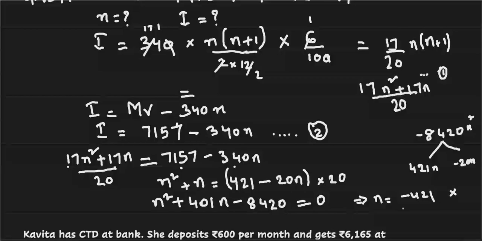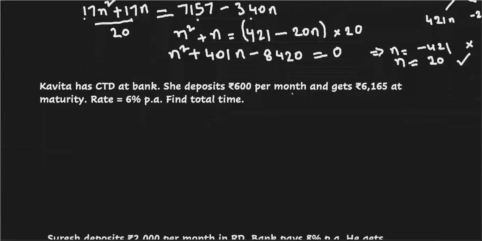You can't take that because negative number of terms you don't have to pay. You have only positive, which is 20. So 20 months of time will give you how much? Maturity value 7157 with the 6% rate of interest. Hope this is clear to you. Got it? Let's move on to the next problem.